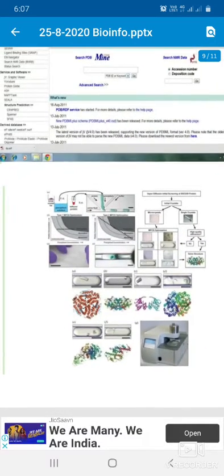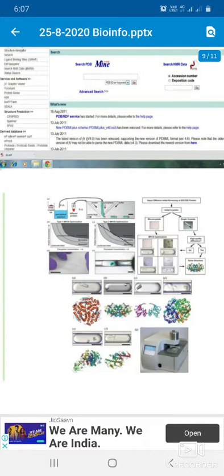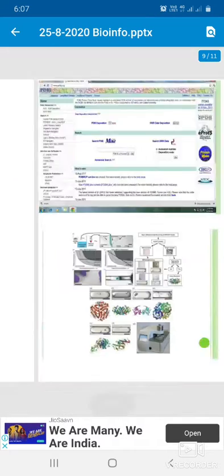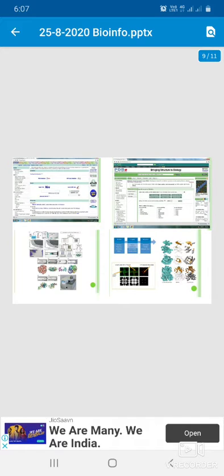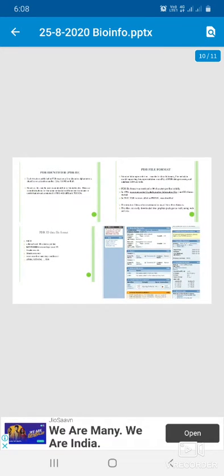Okay, these are all the crystallographic methods, X-ray also. These are the instruments at the bottom of the picture. These are all the 3D structures of the protein. This is one of the basic methods as well as the structure of the protein data bank.